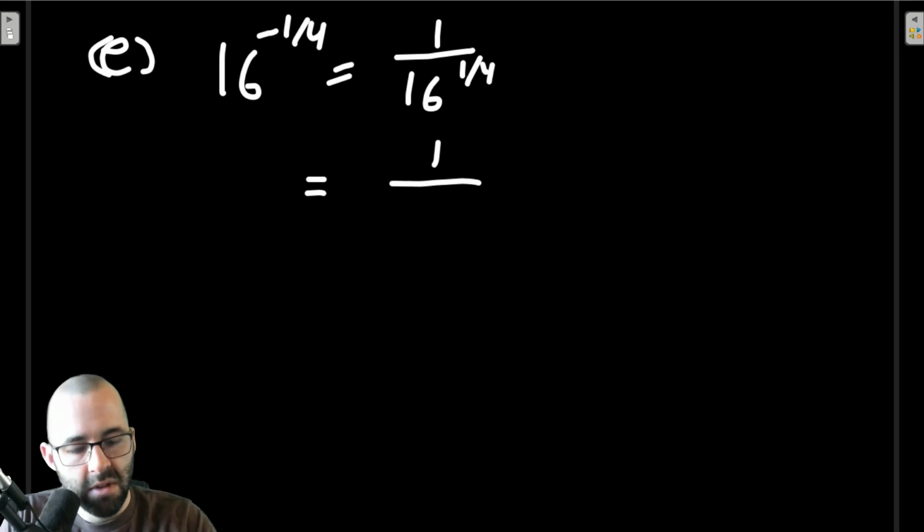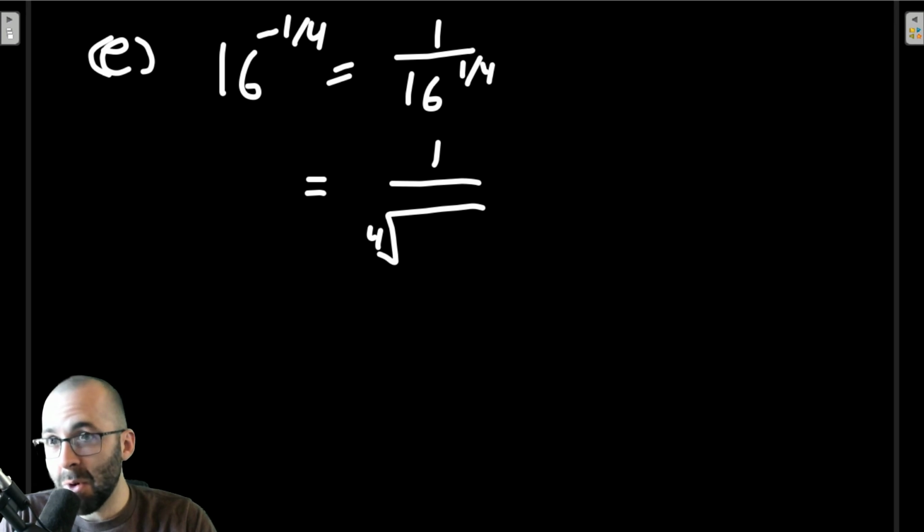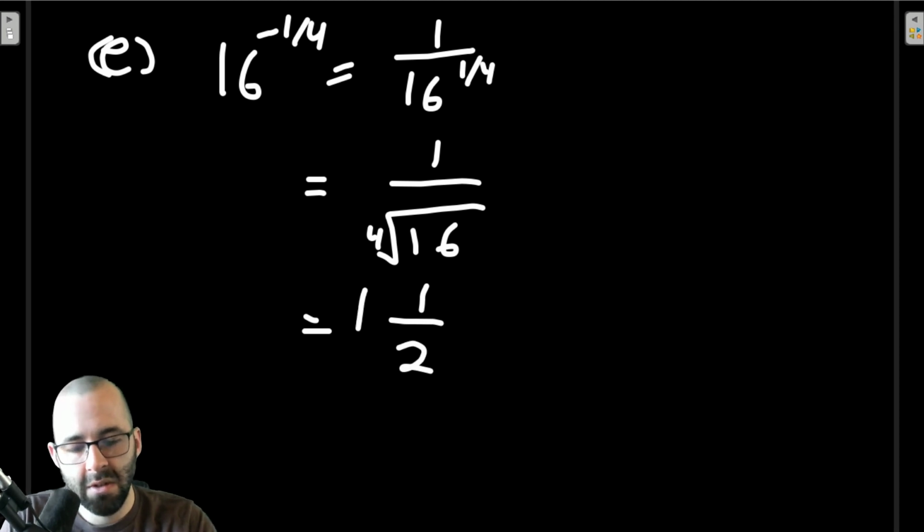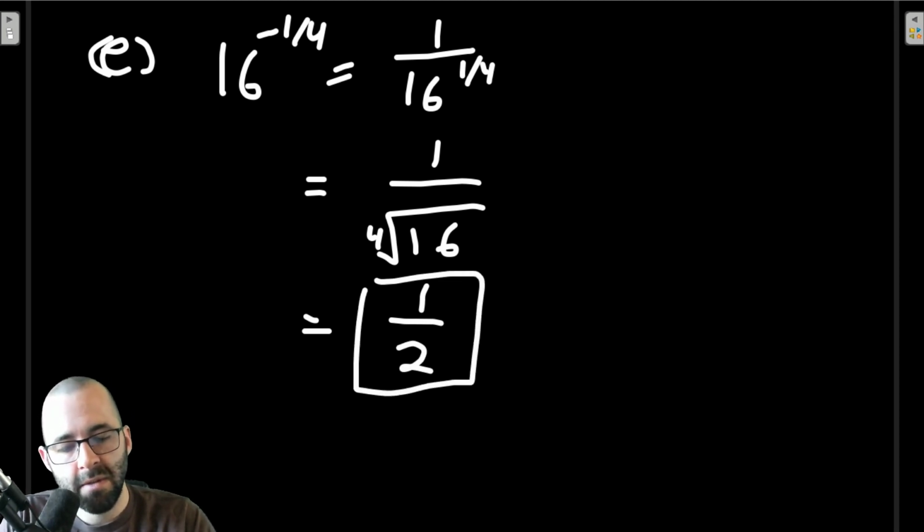The 1/4 means the 4th root. And we have that 16. And again, the 4th root of 16 is just 2, as before. And now we finish.